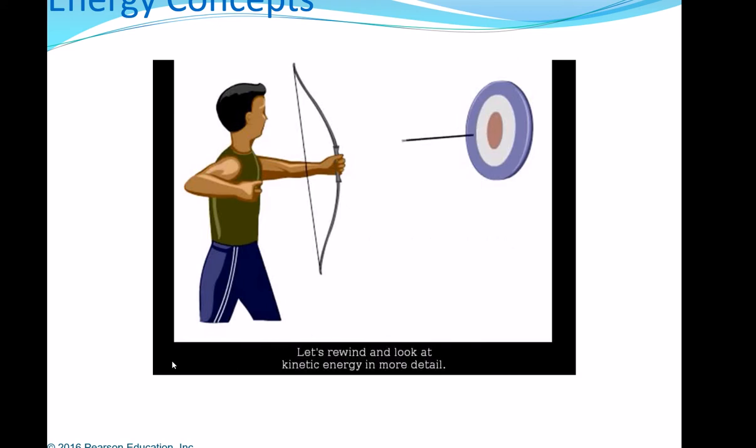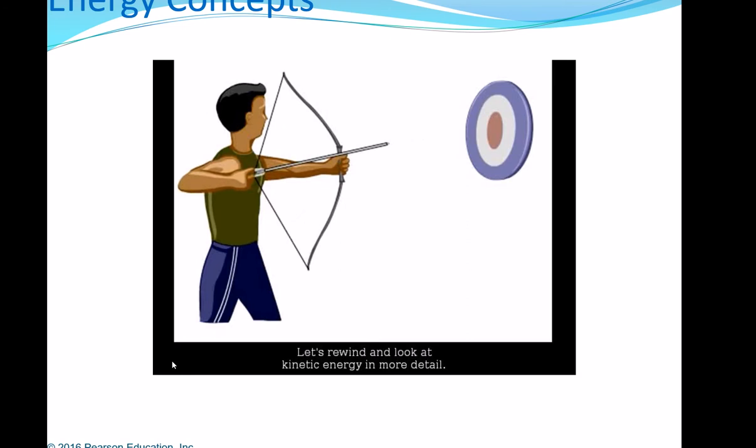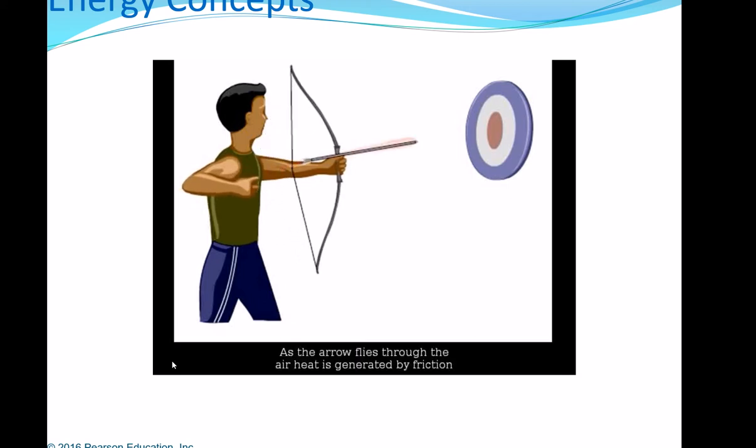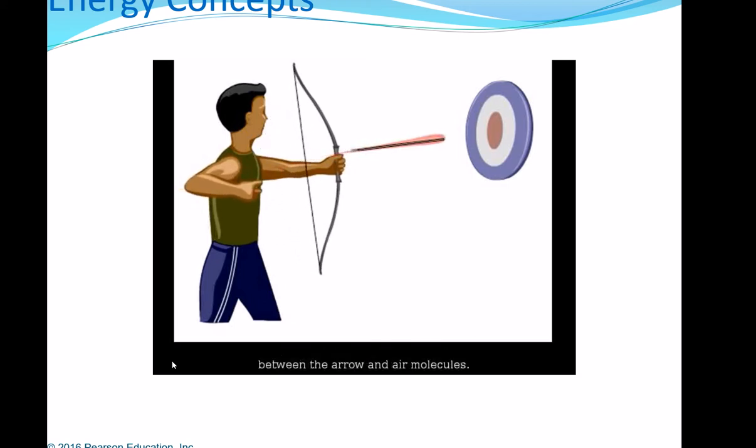Let's rewind and look at kinetic energy in more detail. When energy is converted from potential energy to kinetic energy, some of the energy can be used to do work, but some energy ends up as heat, a type of kinetic energy. Heat is the random motion of atoms and molecules. As the arrow flies through the air, heat is generated by friction between the arrow and air molecules. When the arrow strikes the target, all the energy becomes heat energy.